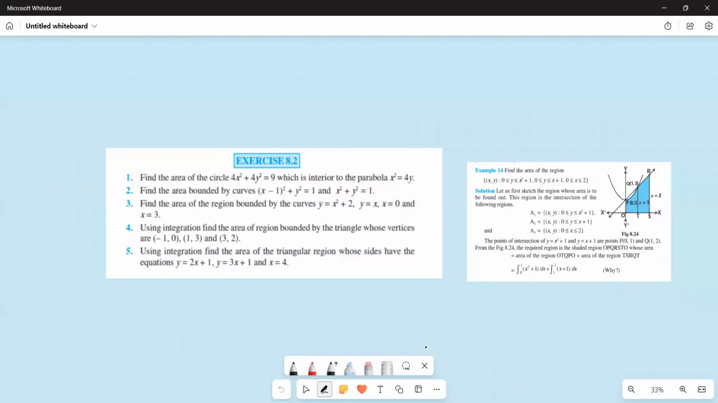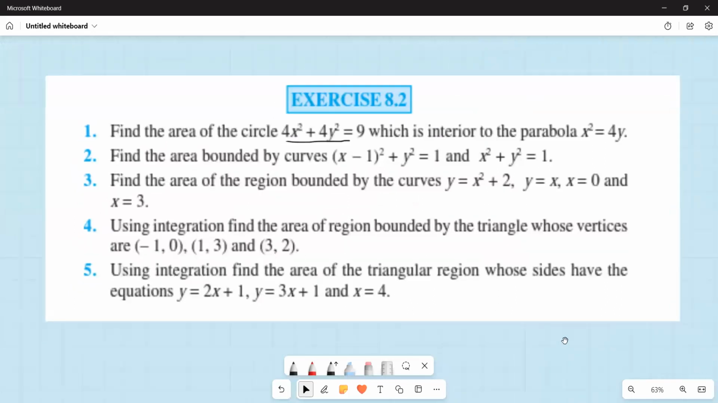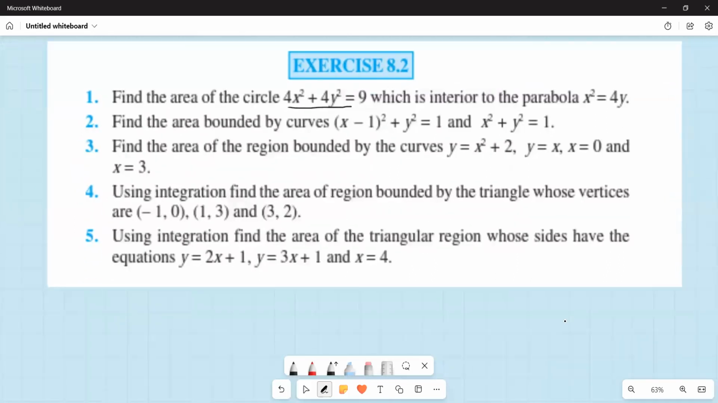So this is the first question. 4x square plus 4y square. Remember, when the equation is given like this, if the coefficient of x square and y square is the same, it's a circle. And if they are different, then it's an ellipse. Otherwise, if they are different, then it's an ellipse. So remember that. And then you have to make it 1 also.